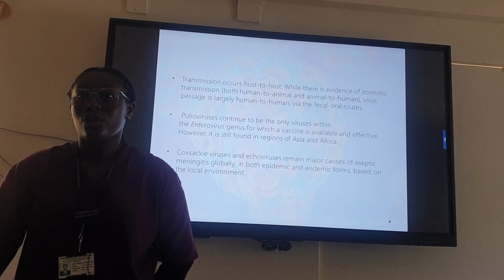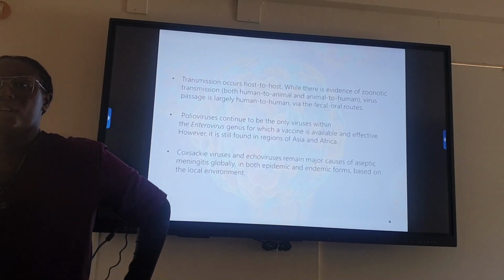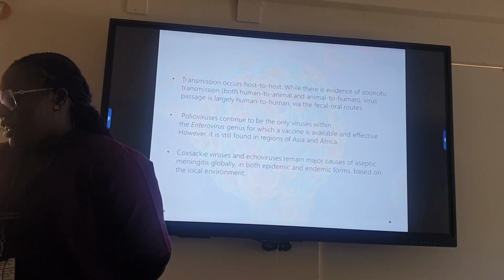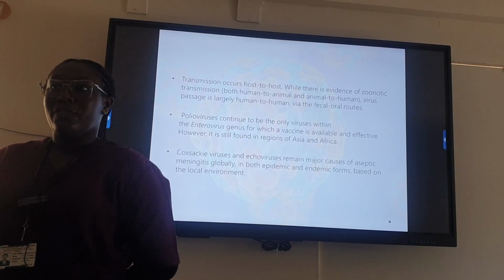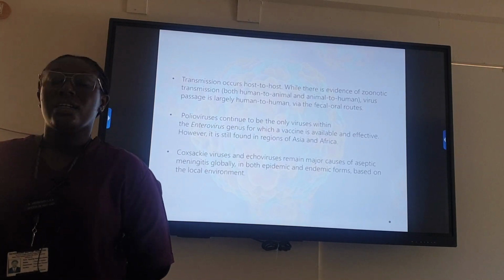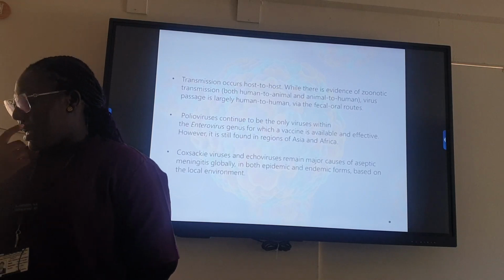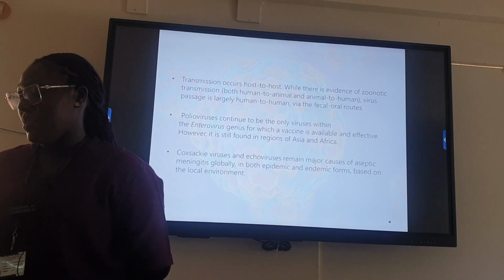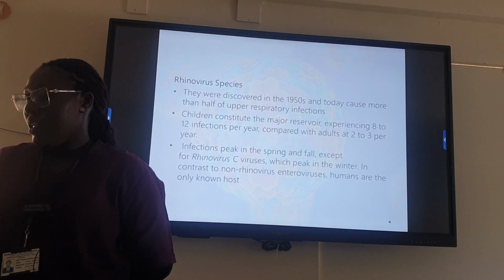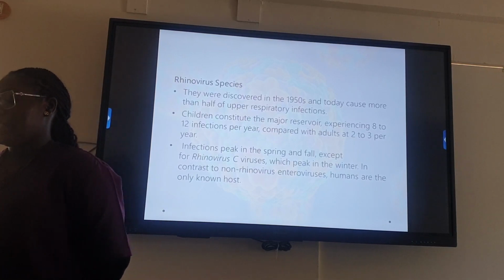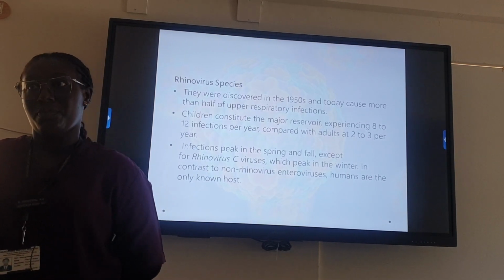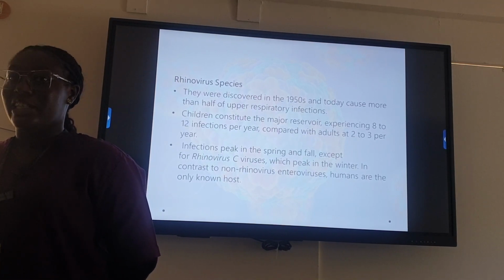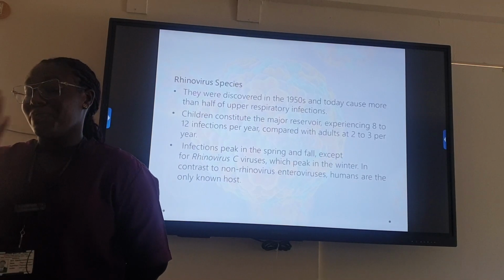Transmission normally occurs from host to host, but there's evidence of human to animal or animal to human transfer also. Among the polioviruses, there's only one so far that has had vaccines created for it. Coxsackievirus and echovirus still remain the major cause of infection and diabetes globally. Rhinovirus species were discovered in the 1950s and cause more than half of the respiratory infections. Most of the time, the infections are seen most commonly in children, the pediatric population.